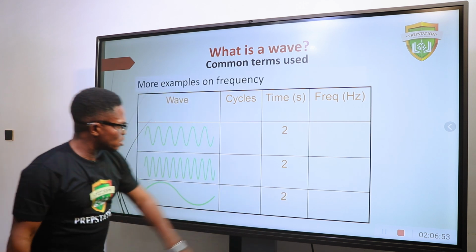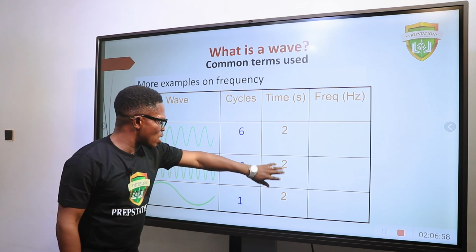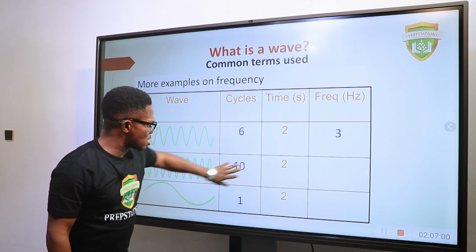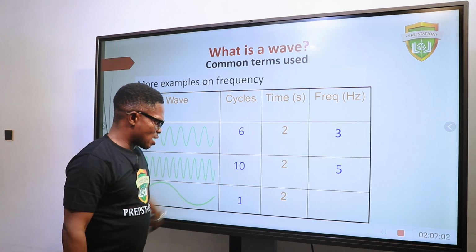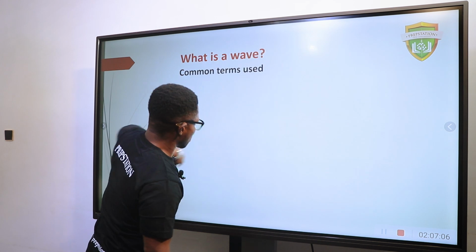Let me show you from the table. I've done that already. So you have 6, 10, 1. So the frequency will be 3. This will be 5. And then this will be 0.5. I want to believe that is simple and clear enough.